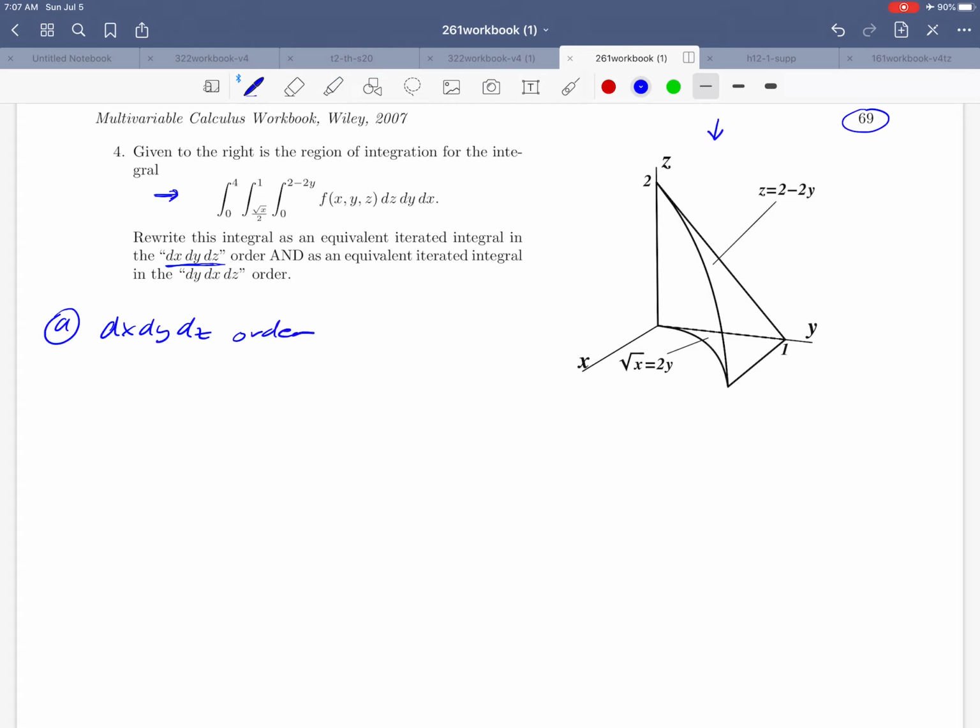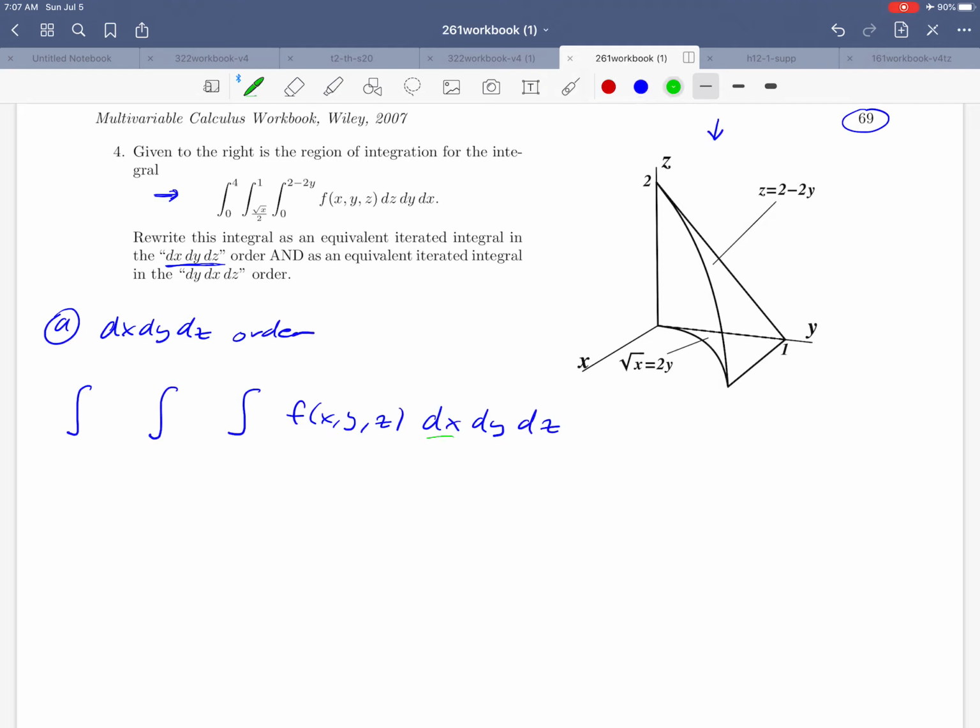Our ultimate answer to this is going to have the form then. I'm going to write these integrals and really space them out so that we've got room to write our limits. f of x, y, z, and we want to go in the dx, dy, dz order. We're going to start with the innermost integral, as we always do.